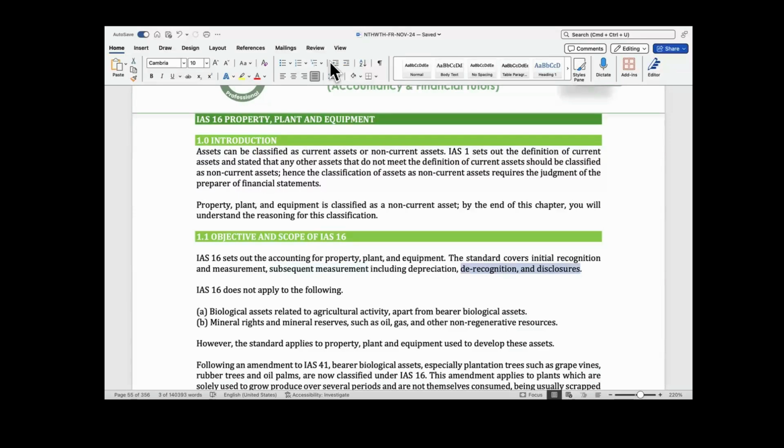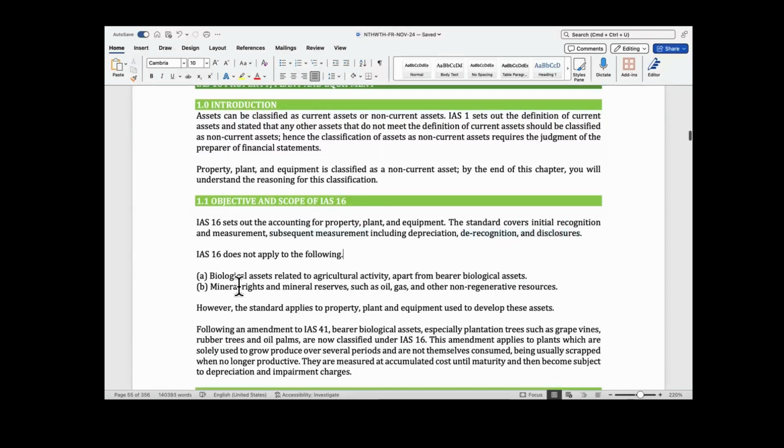As far as IAS 16 is concerned, it has nothing to do with biological assets related to agriculture. No, we are not dealing with that. However, there is an aspect of biological assets they call bearer biological assets. That aspect is part of IAS 16 to a large extent, but the focus is not biological assets. So it's not what you're looking at.